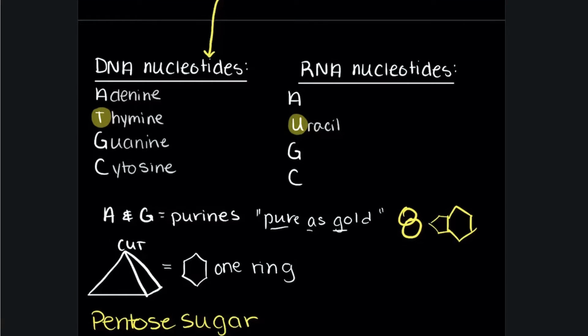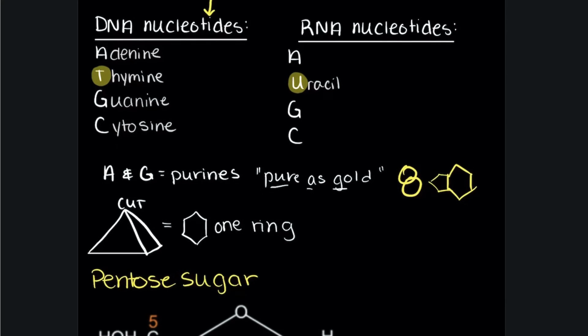So what are the nitrogenous bases, the A, T, C's, and G's that I was talking about? So we have DNA nucleotides, so it's adenine, thymine, guanine, and cytosine. But in RNA nucleotides, it's the exact same thing except for the uracil, which is there instead of thymine. So the thing I do to remember this is that A and G are purines, and C, U, and T are pyrimidines.